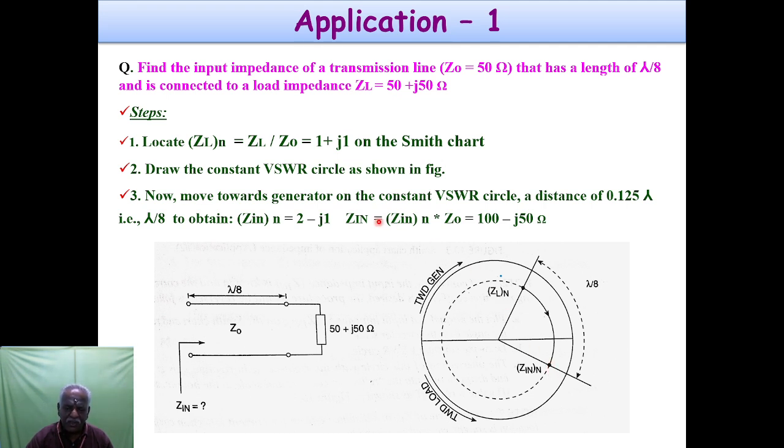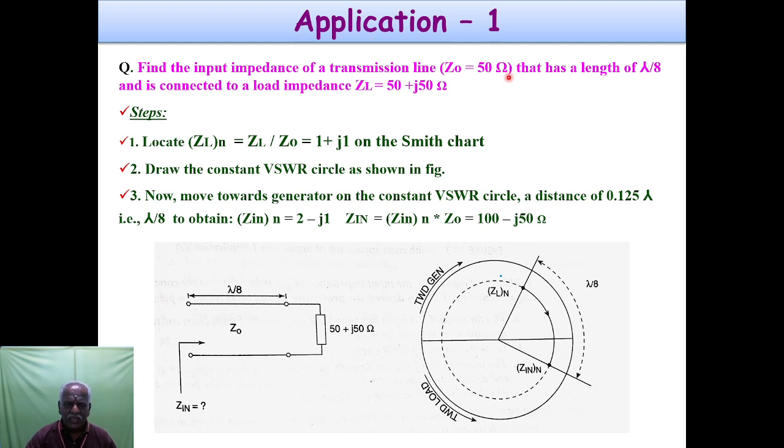Okay, so this point will give you the input impedance value. Z input, the normalized value, is 2 minus j1. This is from the lower half of the diagram, therefore it is 2 minus j1, right? So to find the actual impedance, you have to multiply it by the characteristic impedance of the transmission line. Z input normalized value into 50 ohms. Therefore 2 minus j1 into 50 ohms is equal to 100 minus j50 ohms. This is the input impedance of the transmission line for this given problem.